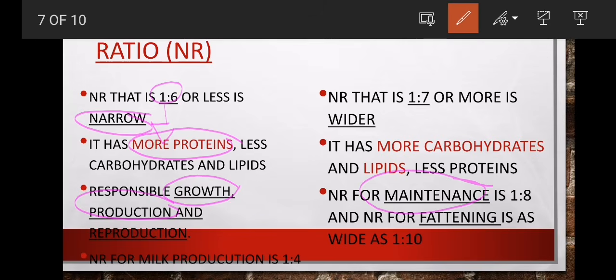What I did here, I tried to categorize which ratio specifically is good for maintenance. The one that will be good for maintenance will be your 1:8, and it will also be your 1:10. But sometimes we just say a wider ratio is good for maintenance and fattening without being specific on which ratio is for maintenance and which is for fattening. So we have two types of ratios: the narrow one, which is 1:6 downwards, and the wider one, which is 1:7 upwards.